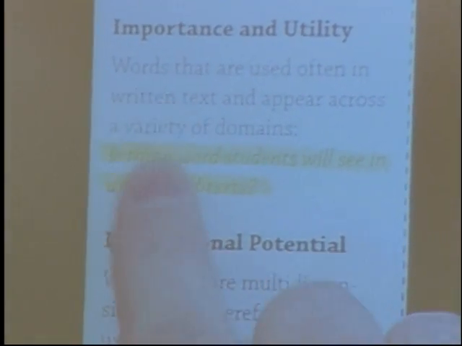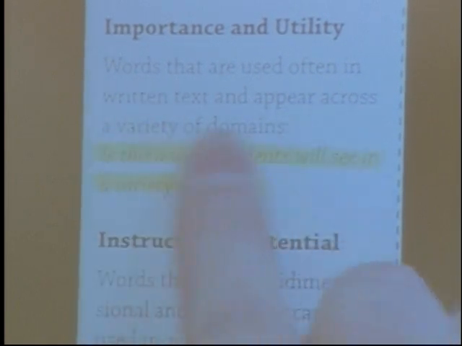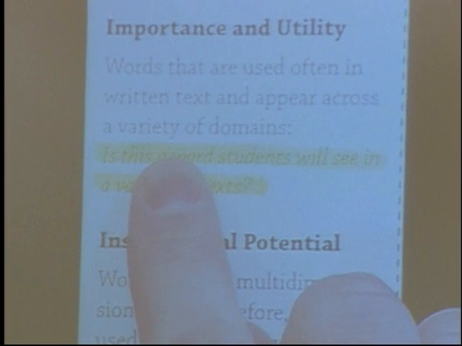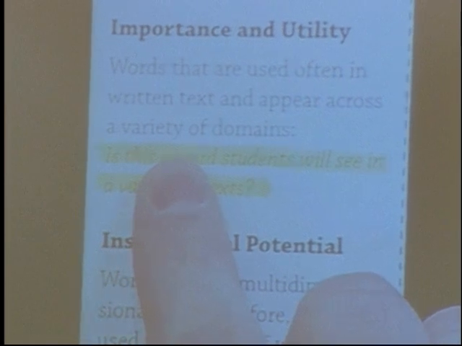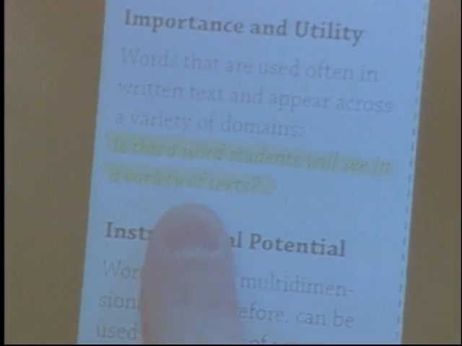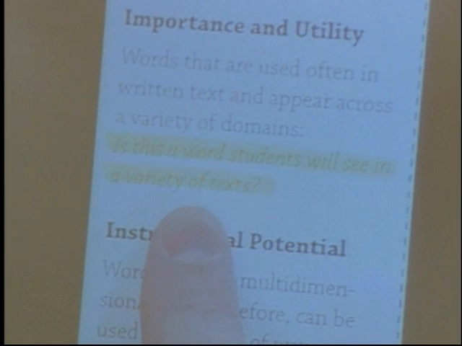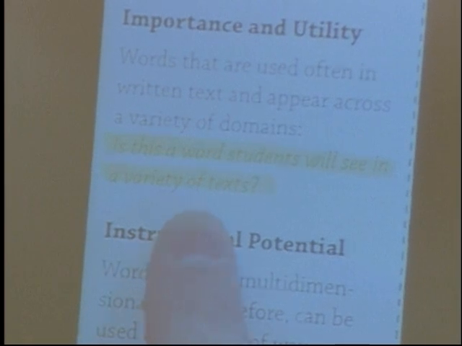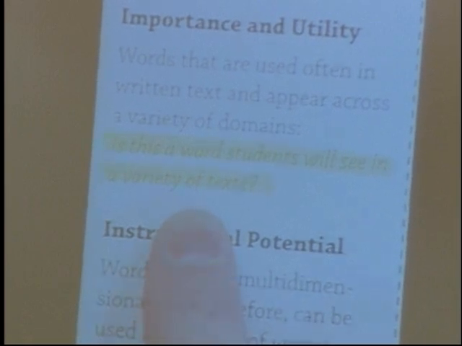Well, here's sort of a checkpoint for you. Words that are used often in written text and appear across a variety of domains. And I love this part. Look at this. Here's I call this my test question. If I'm looking for tier 2 words, is this a word that students will see in a variety of texts? And usually I go right to that question.